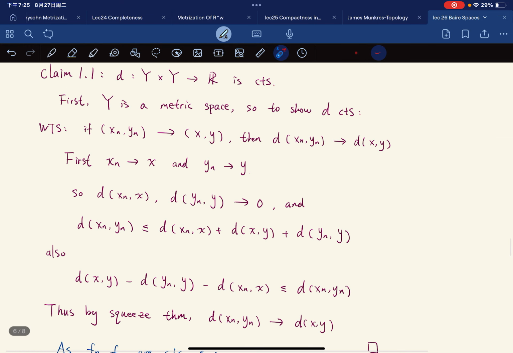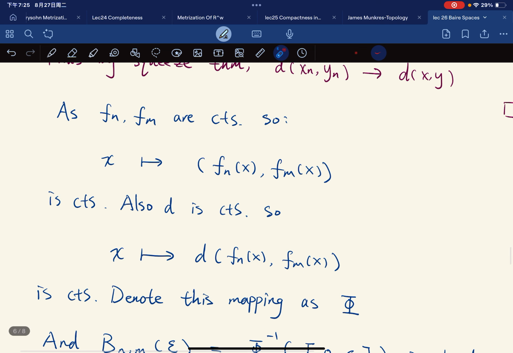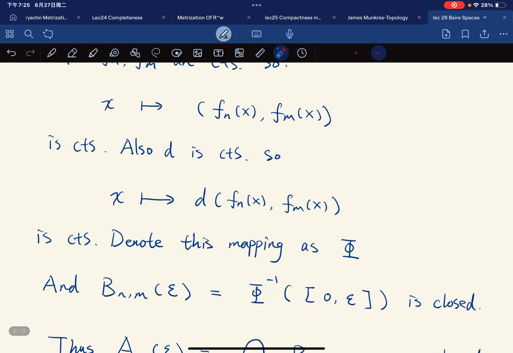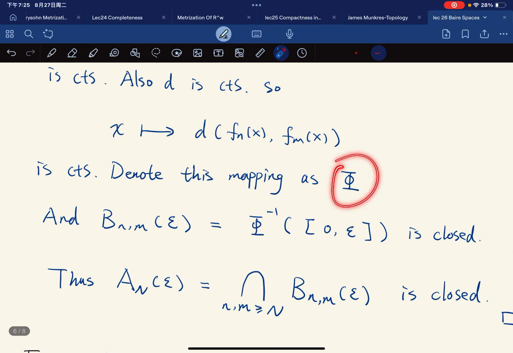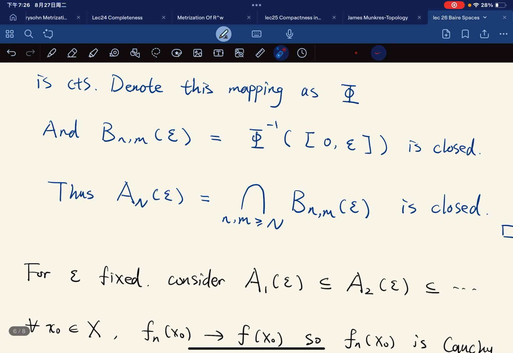I'll give you time to screenshot it. So as fn and fm are continuous, then the mappings that send x to fn(x) and fm(x) are also continuous. And with the fact that d is continuous, then the mapping that sends x to the distance between them is continuous. And we denote this mapping by a letter. Then B n m epsilon by definition is equal to this, which is closed. So A n epsilon is an intersection of closed sets, which is closed.